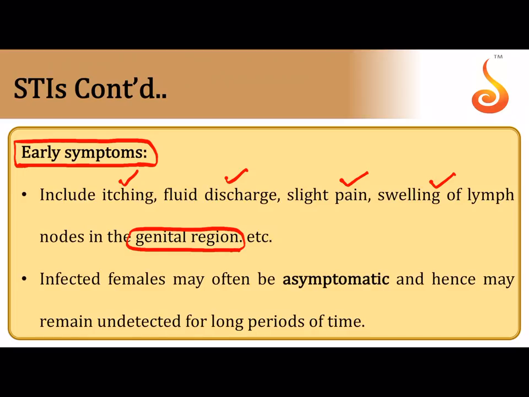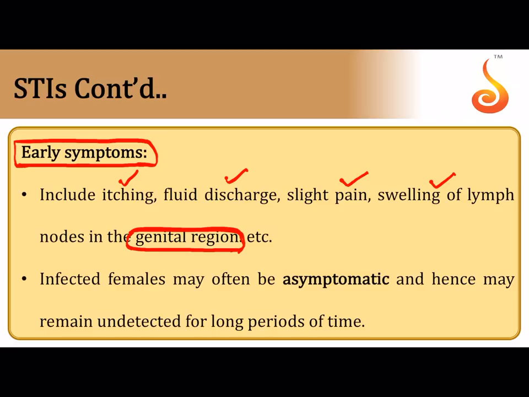The danger of these symptoms is that most people do not take them seriously. They may consider it to be a routine illness, and they may not even seek any professional advice. They may not seek any consultation from a specialist doctor. Okay, so remember, the early symptoms include any kind of swelling, pain, discharge, and itching. And when I say swelling, it is mostly in the genital region.